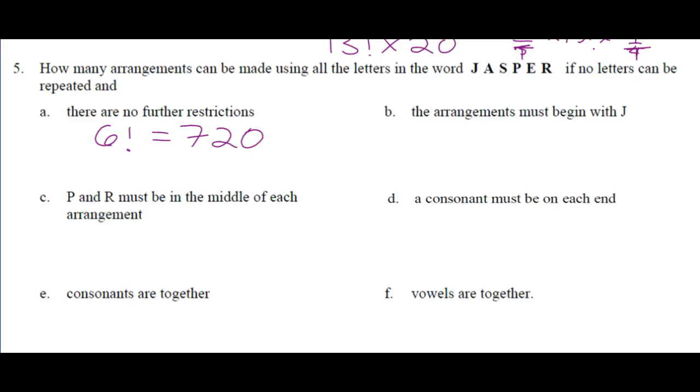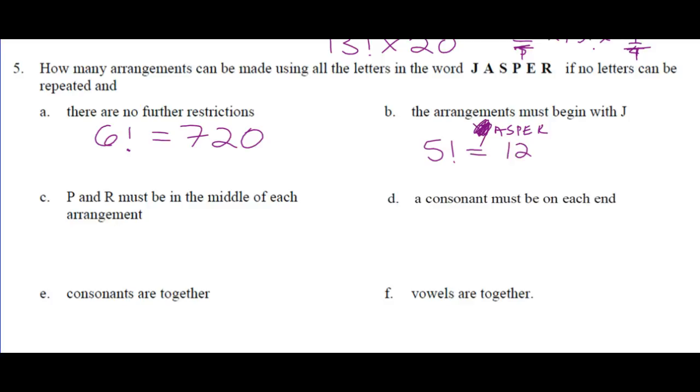Okay. The arrangement must begin with a J. So how are we going to handle that? What do you think? What do I do with the J? Just toss it, right? So here are my letters: J, A, S, P, E, R. Okay, you're out of there. What's left? 5 letters, so 5 factorial.